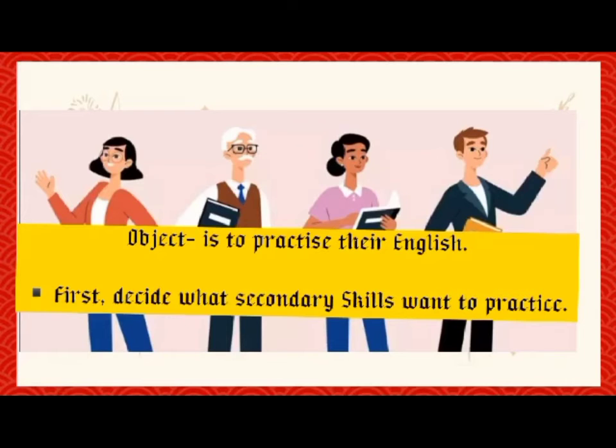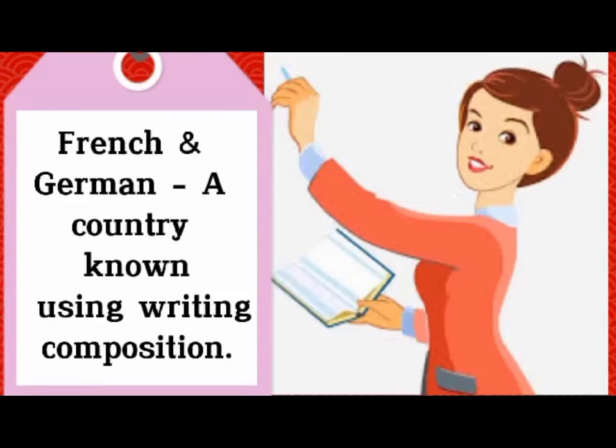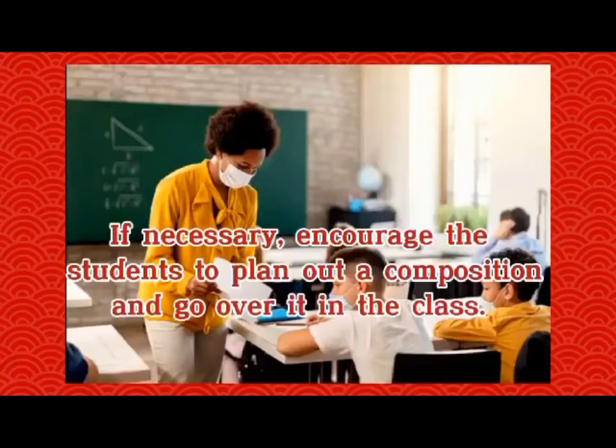First, decide what secondary skills you want to practice: description, narrative or argument, letter writing. You may also have to teach how to construct actual compositions, which means making notes and working out the structure with a brief description. French and German are countries known for using writing composition. Most nationalities do not write compositions at school. If necessary, encourage the students to plan out a composition and go over it in class.